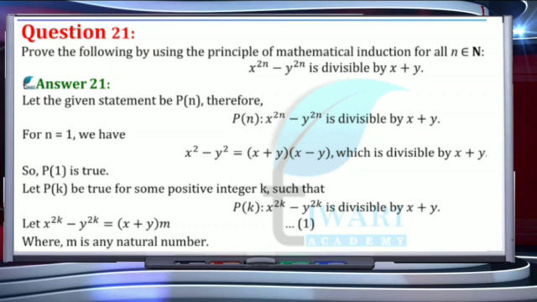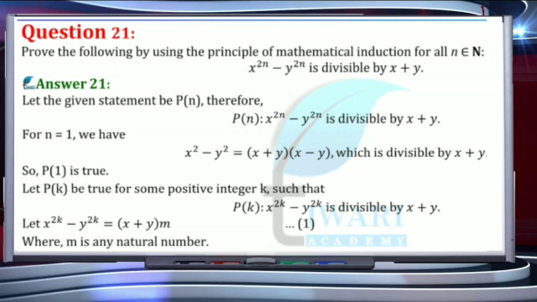Next, question number 21 is: prove the following by using PMI, that for all small n belonging to the natural numbers, x^(2n) - y^(2n) is divisible by x + y. So again we will consider our statement P(n) as x^(2n) - y^(2n), and it is divisible by x + y. So for n equal to 1, it becomes x squared minus y squared. We know that the x squared minus y squared formula is (x + y)(x - y). Here x + y is already one of the factors, which means it is completely divisible by x + y.